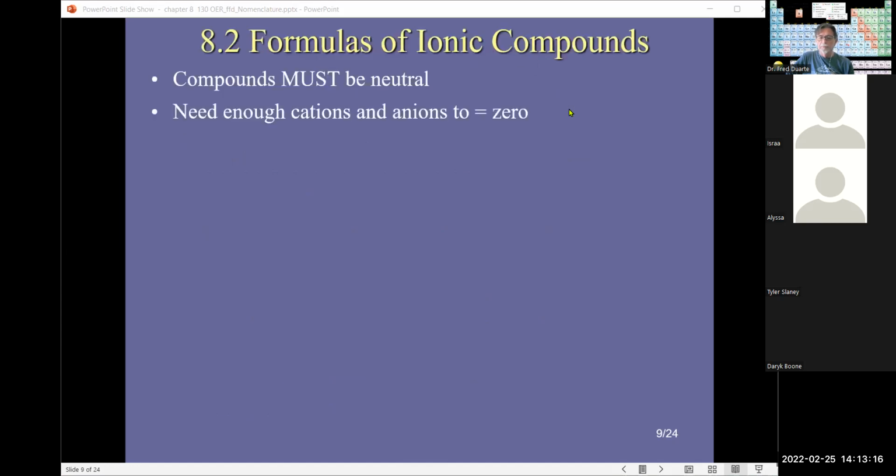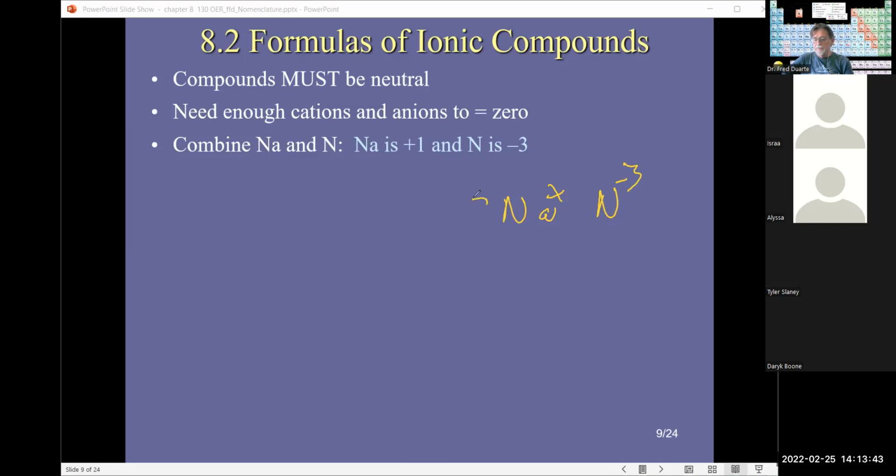All right, so the compound must be neutral. We got to add enough cations and anions to equal 0. So for sodium, the oxidation number of the ion is a +1. The nitride is a -3. So I just put them together here, and I know that I've got a -3. Now, I need to put enough of each so they cancel out. Doesn't it make sense that I need 3 sodium ions to cancel out the -3 of the nitride?